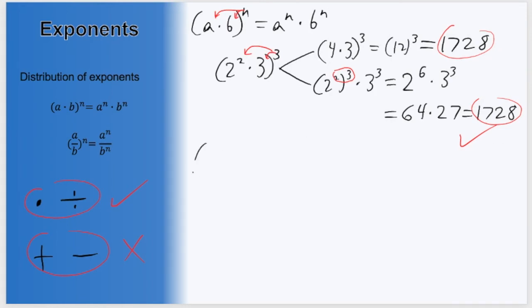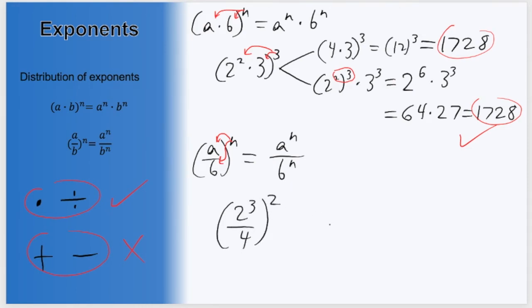For division, if we now have a divided by b raised to the n power, the exponent n will distribute to each term in the division. This will end up giving us a to the n power divided by b to the n power. To demonstrate this, consider 2 cubed divided by 4 raised to the second power. Again, we'll evaluate this two different ways.